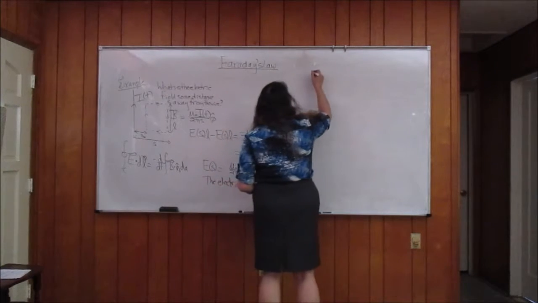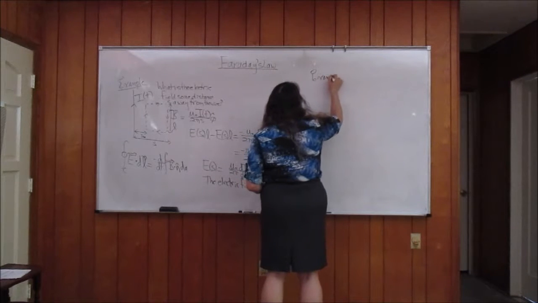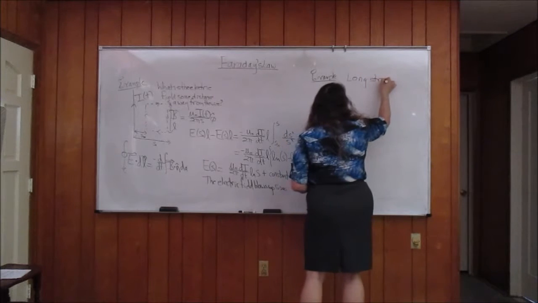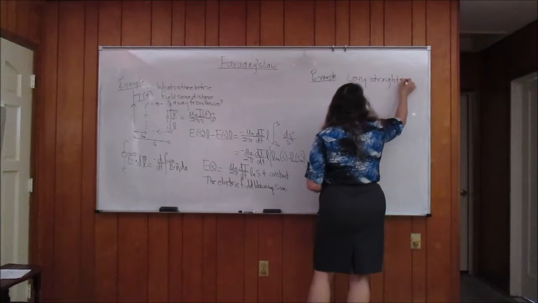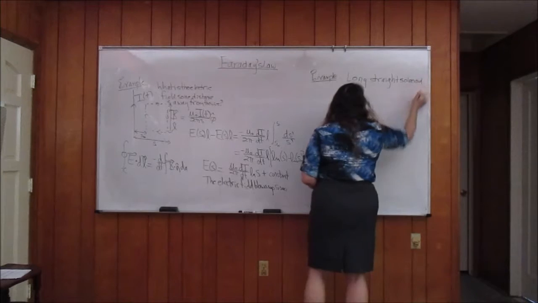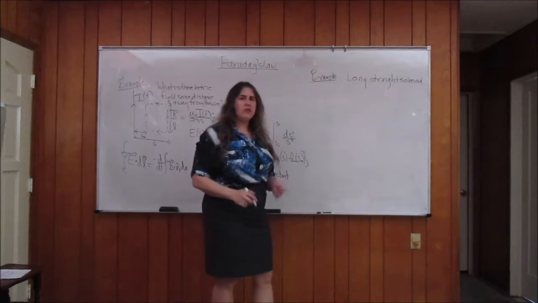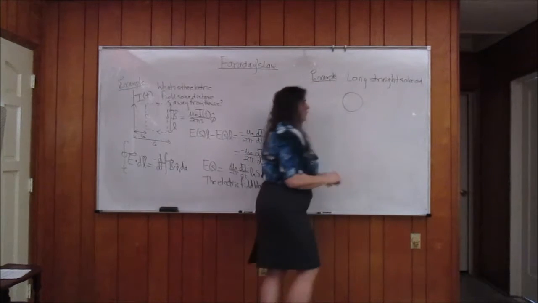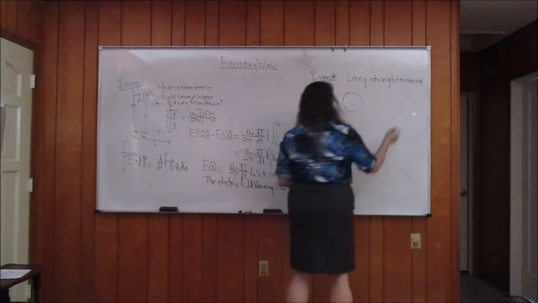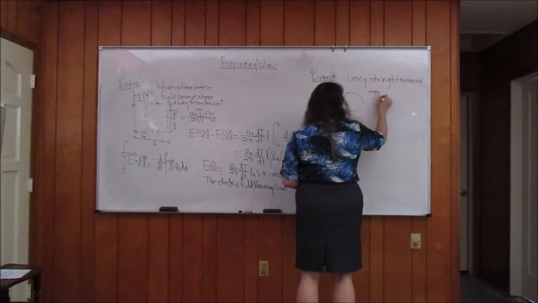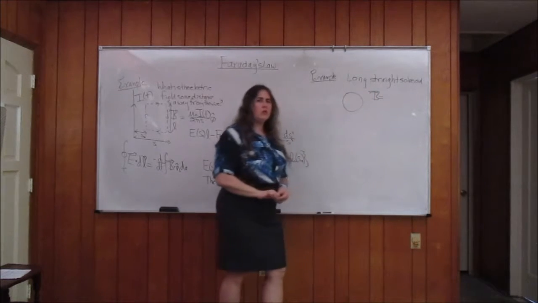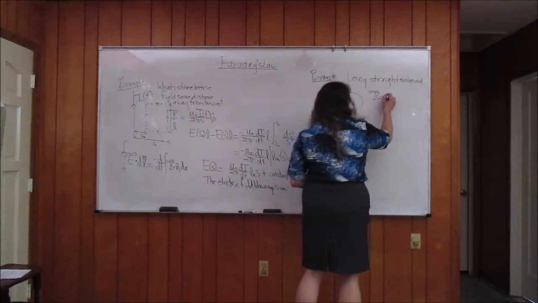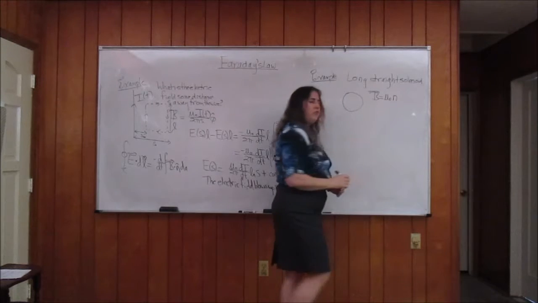Let's say we've got a long straight solenoid. And I want to determine what is the electric field inside the solenoid and outside. So we'll look at the solenoid from the end. It is a long straight solenoid with tight winding and not close to the edges.